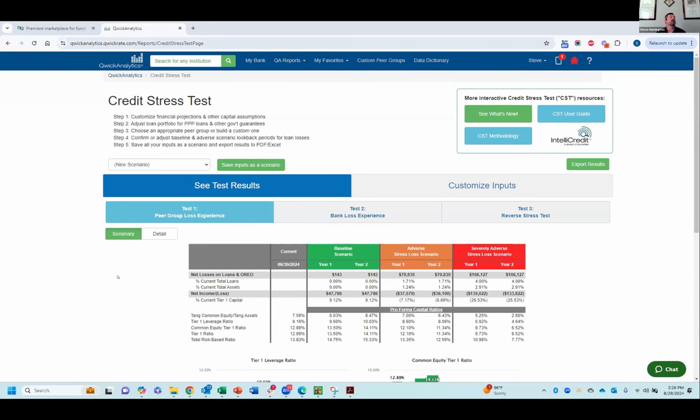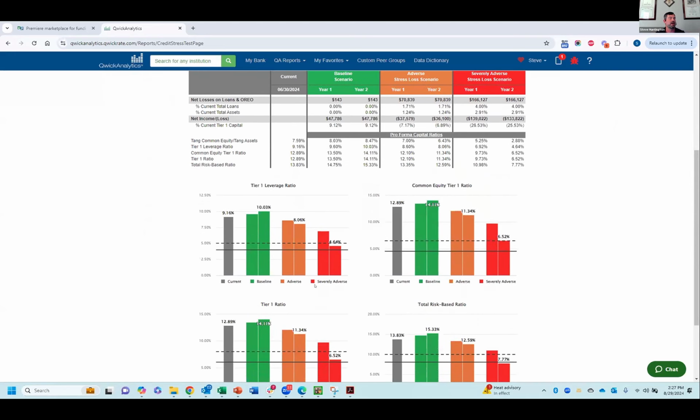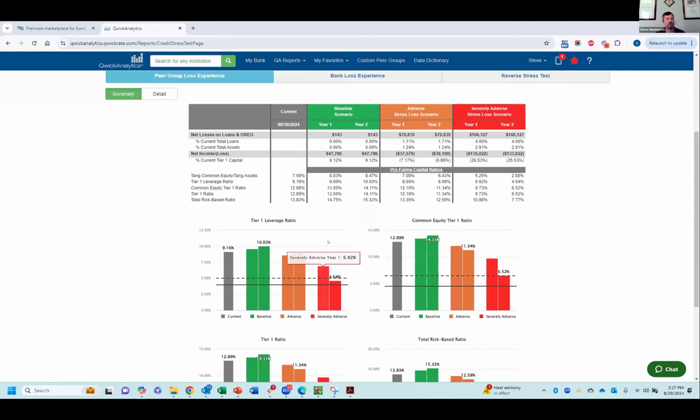Right. So if you were to log into QwickAnalytics as a large community bank in Maine and pull up your credit stress test, this is what it looks like the second you log in. I haven't added any inputs. I haven't changed any values at all. This is what comes up by default. It starts by showing you the results. It gets right to an executive summary page showing some of the most critical elements of the entire tool in one snapshot, where we can see all three scenarios side by side.